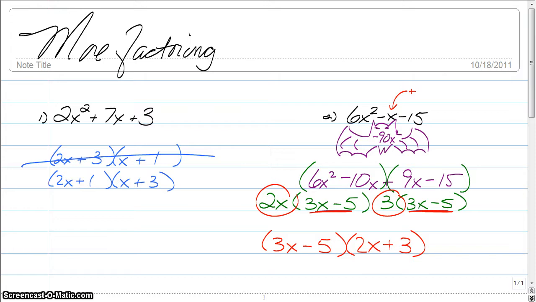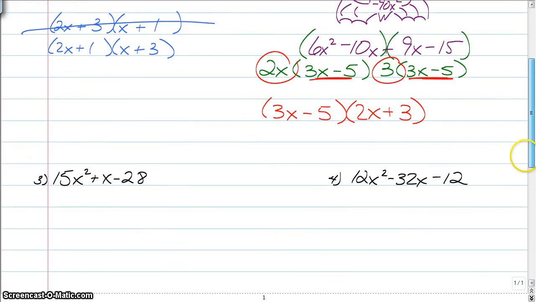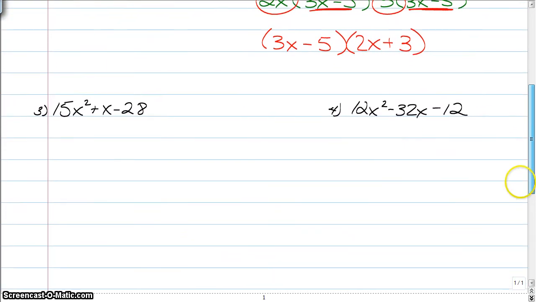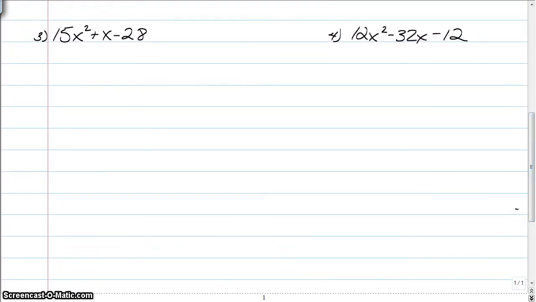Now, like I said, if you want to guess and check, that's fine. If you want to use splitting the middle term, that's fine. I mean, this is one of those things where, to me, I don't care how you get it as long as you get the right answer. All right, so that's splitting the middle term. So we have two examples here. We have number 3 and we have number 4 that I'm going to let you pause the video and try on your own. So go for it.